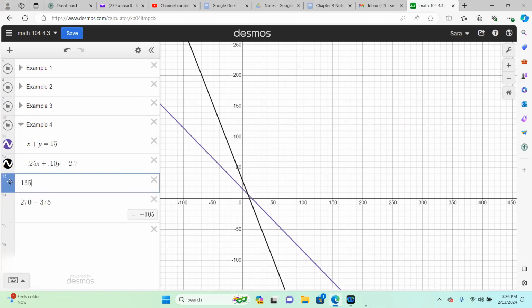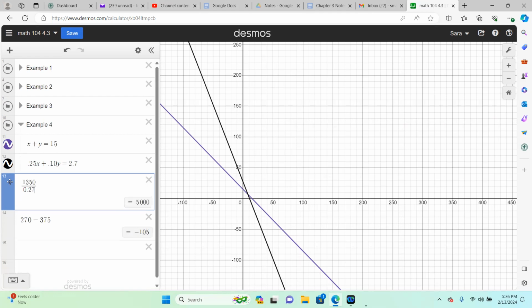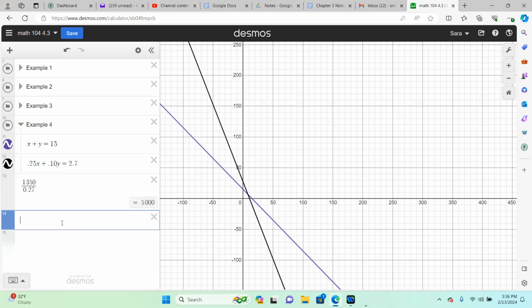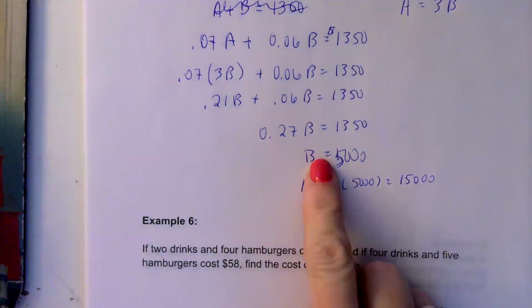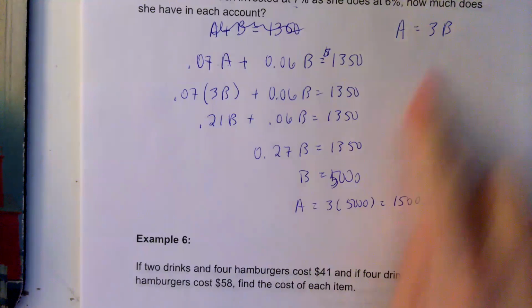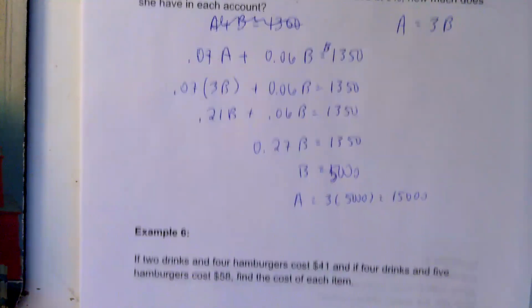So 1,350 divided by 0.27 is 5,000. So she has 5,000 invested in B, and A is 3 times 5,000. So she has 15,000 invested in A, it looks like. $5,000 in B, and then A was 3 times B, so she has 15,000 in A.